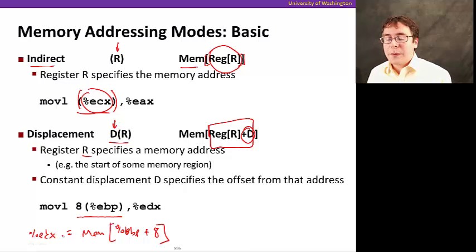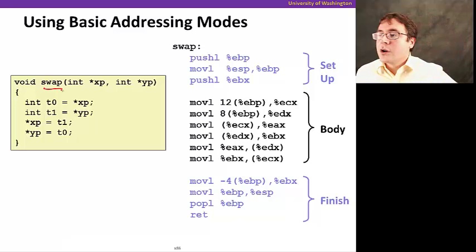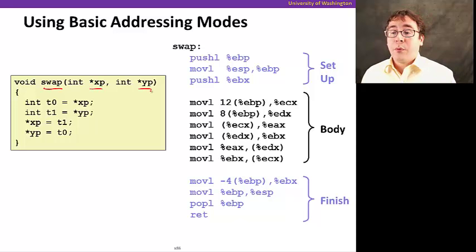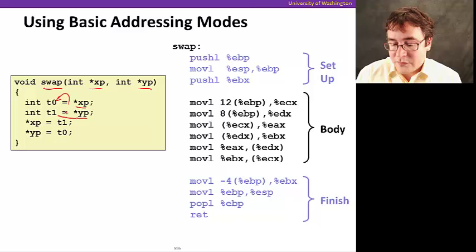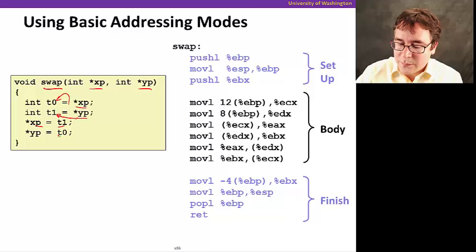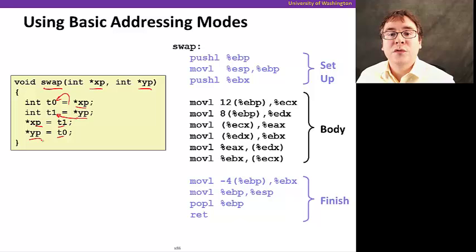So here we have this C function called swap that does the following. It takes two pointers as parameters, and it gets the contents of XP and stores it into a temporary variable T0. It gets the contents of the pointer YP and stores it into a temporary variable T1, and then stores T1 into XP and T0 into YP. So we're just swapping the contents, the locations pointed to by these pointers.